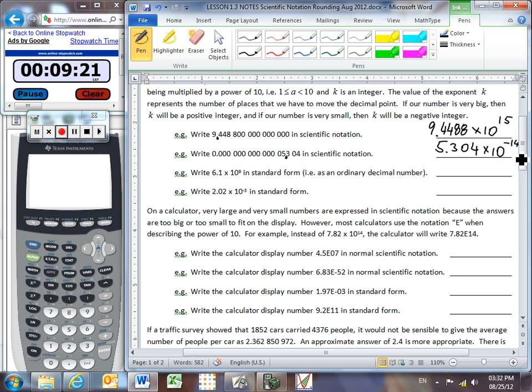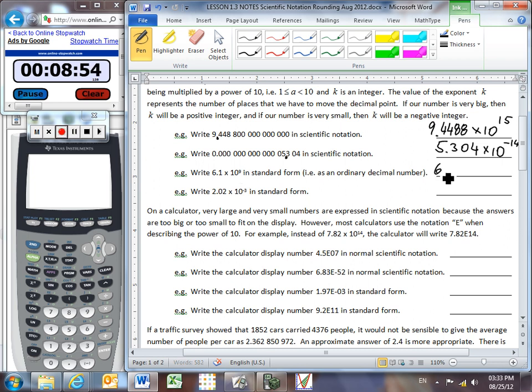We have to now go the opposite way. Let's write this number, which has been given in scientific notation. You'll notice that it's a number between 1 and 10, being multiplied by 10 to the power of an integer. And you'll notice that this is a positive integer. So we expect our final answer to be very big, right? And that means that we're going to be moving the decimal to the right by 9 places.